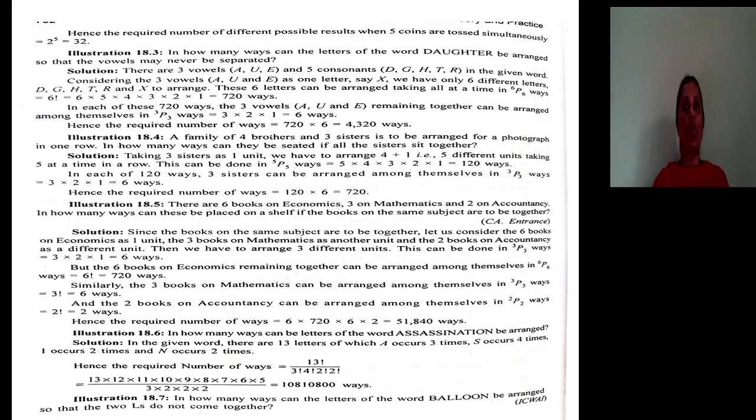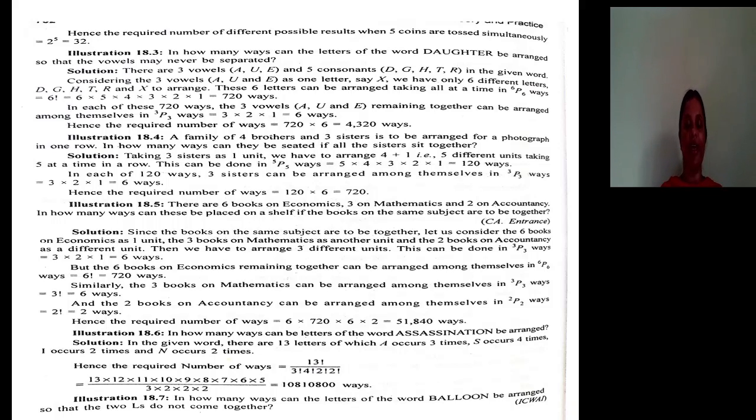This is how. So when they talk about something, see, in illustration 18.3, they said that ovals should not be separated. Then ovals should be fixed. In illustration 18.4, they said that sisters should not be separated. Sisters should be fixed. In illustration 18.5, they said that all books of same subject should be together. So all 3 subjects are fixed. Did you get my point? This is how to arrive at the answer. Just look at the next one.